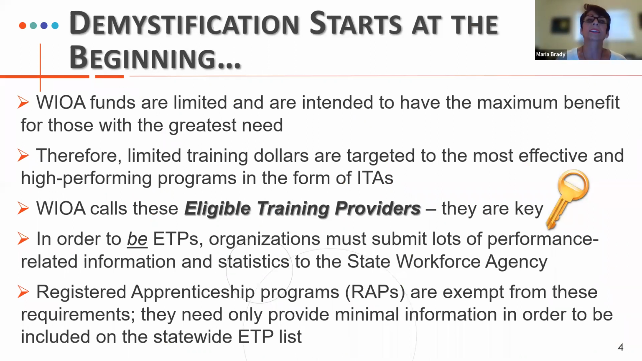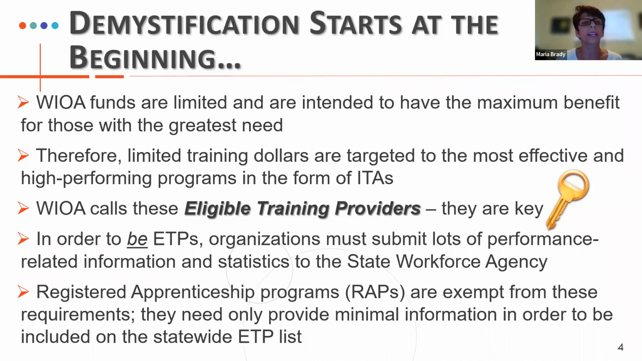WIOA represents limited funds intended to have the maximum benefit for those with the greatest need, as it says on your slide. So we have limited training dollars, and we have to make the most of those training dollars by investing in the most effective and high-performing programs, and we call those eligible training providers, or ETPs.